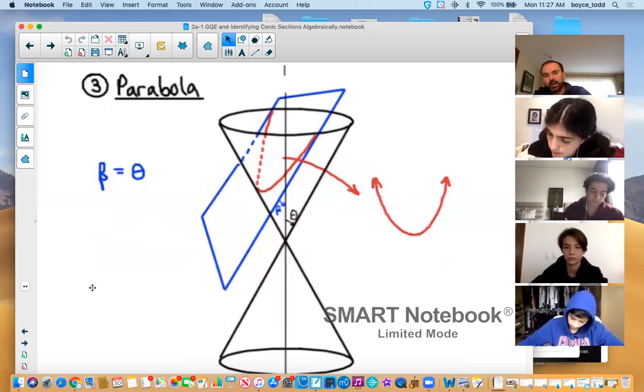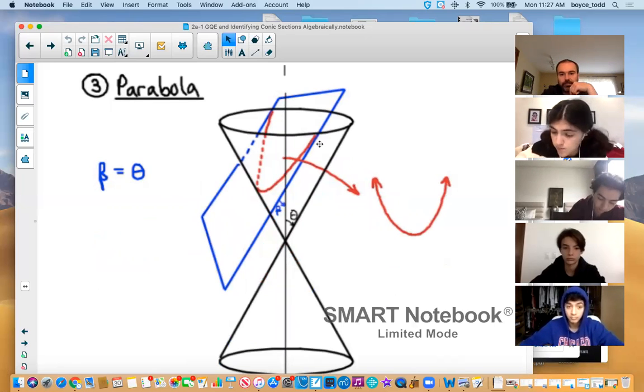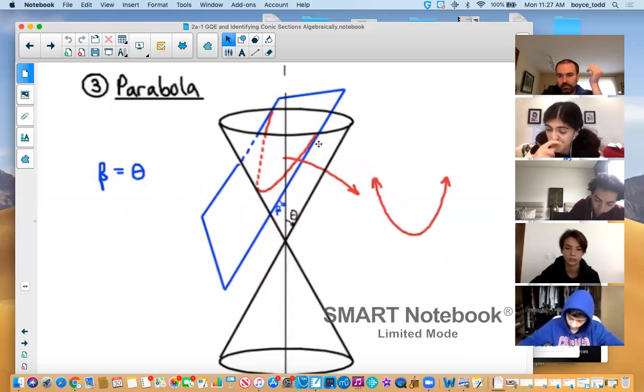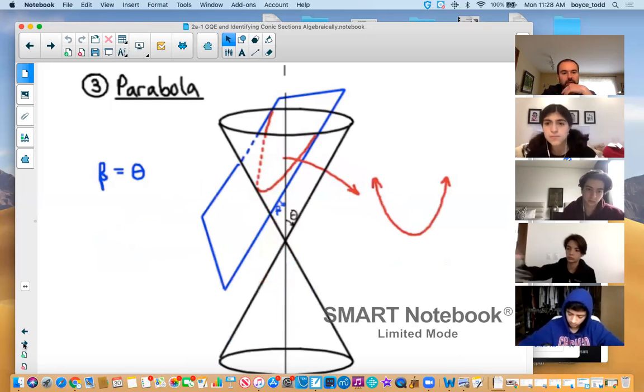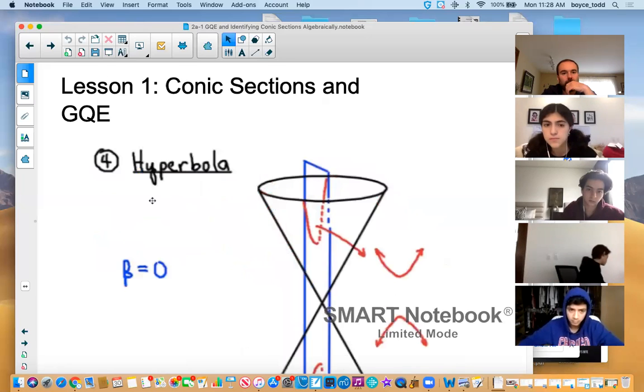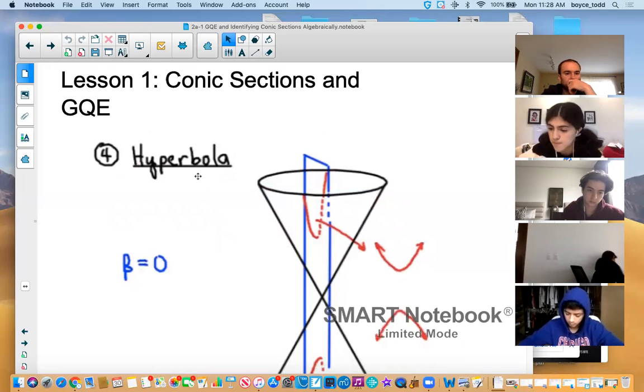Okay, if you cut in this way, right, and you only get one part of the cone, that's going to create a parabola. Now, we already know how to graph parabolas. I've already made you do that, I feel like, multiple times. So I'm not going to make you graph a parabola, because I feel like you already know that skill. Okay, conic sections, right?